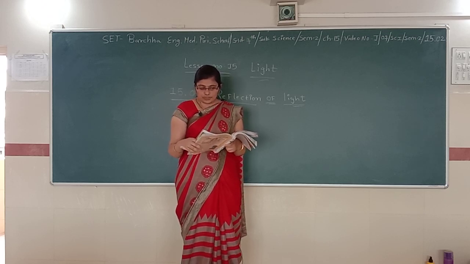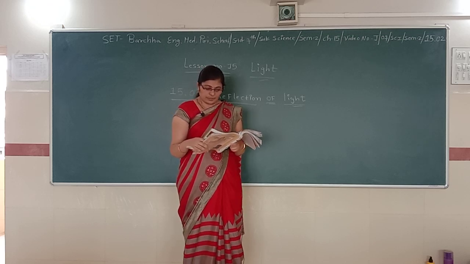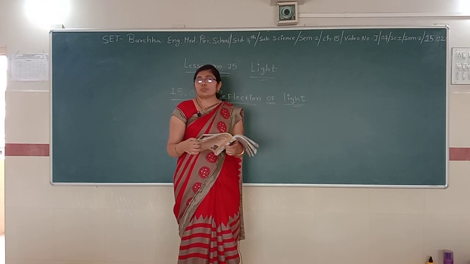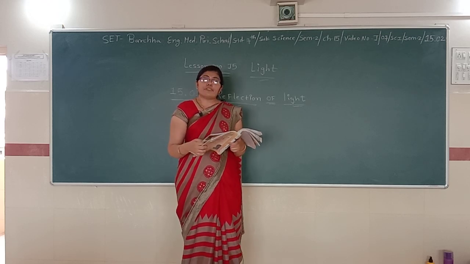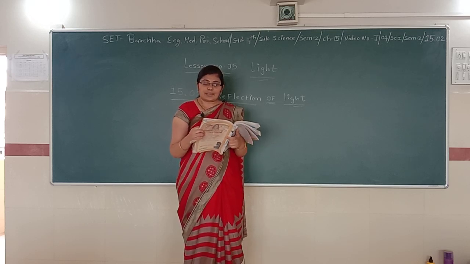The surface of water can also act like a mirror and change the path of light. Have you ever seen the reflection of a tree or a building in water? Yes, we used to see the reflection of everything in the water. Any polished or shiny surface can act as a mirror.